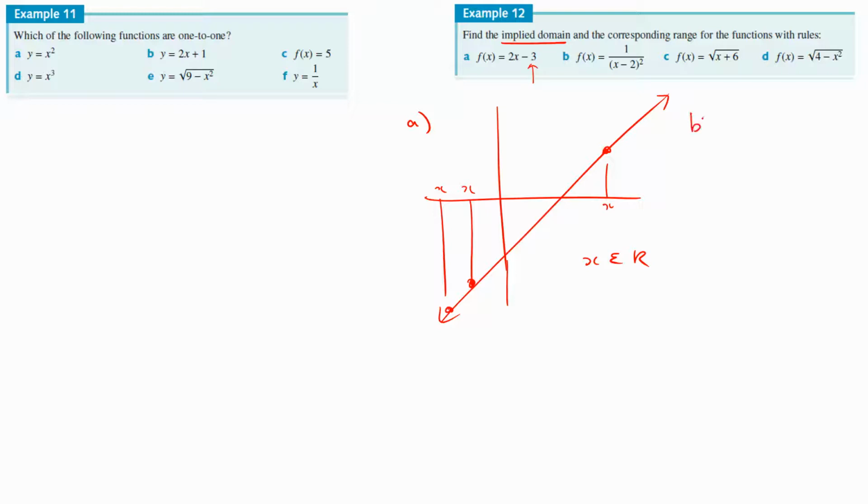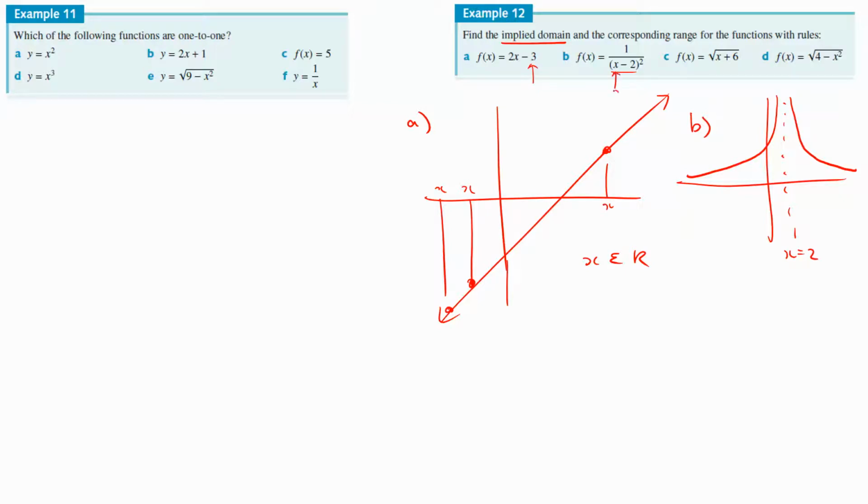B. That's a truncus function translated by 2. I know some of you might not be used to this. Again, use a calculator. It's a truncus function and has a vertical asymptote at x equals 2. How do I know?